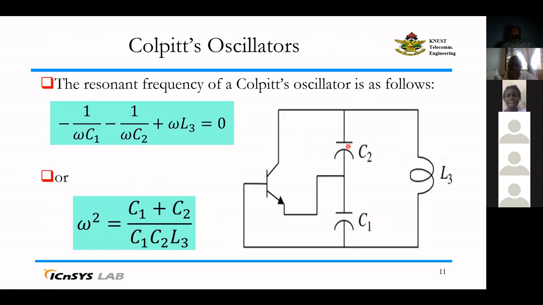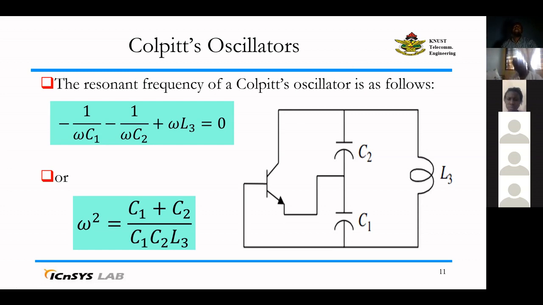Now, on the other hand, if C1 and C2 are capacitors, or Y1 and Y2 are capacitors, then Y3 has to be what? An inductor. And this arrangement, you have what we call the Colpitts oscillator. And the treatment of the Colpitts oscillator is very similar to the treatment of the Hartley oscillator.